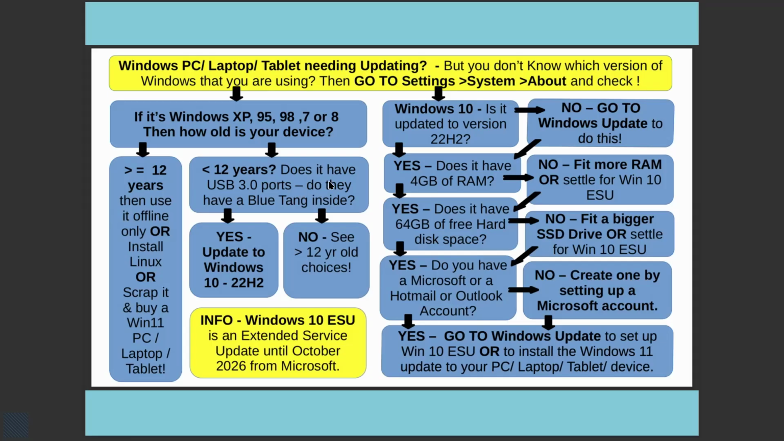Going back to our original chart, if you've got these old computers, then essentially the best you can do is Windows 10 ESU via Windows 22H2. Either that or use them offline only, install Linux, or scrap it and buy a Windows 11 PC. Notice that in the Windows 10 column, you can do physical updates, so adding more RAM, adding a bigger drive for using Windows 11.